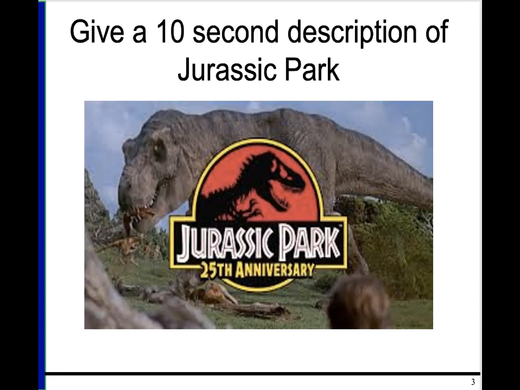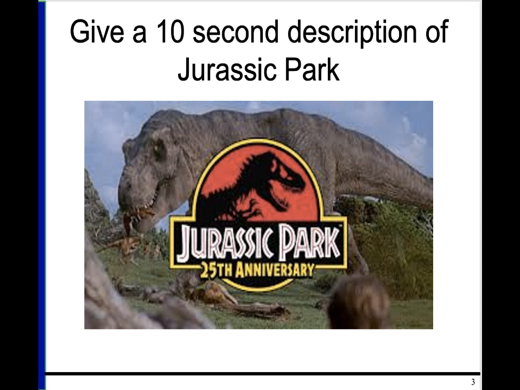Well, I want you to consider a 10-second description of Jurassic Park. What would you describe in 10 seconds as the general theme of the movie Jurassic Park? Well, there are a few things that you should include. Maybe the plot, the themes, perhaps main characters, the settings. But what would be the most important thing that should absolutely be in your summary? Well, you better say something about dinosaurs, right?